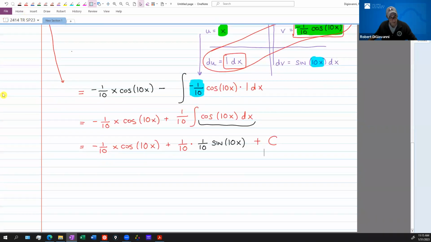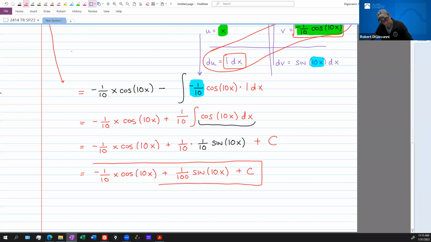Okay, and then put this together. Final answer here: negative 1/10 x cosine 10x plus 1/100 sine 10x plus C. There we go.